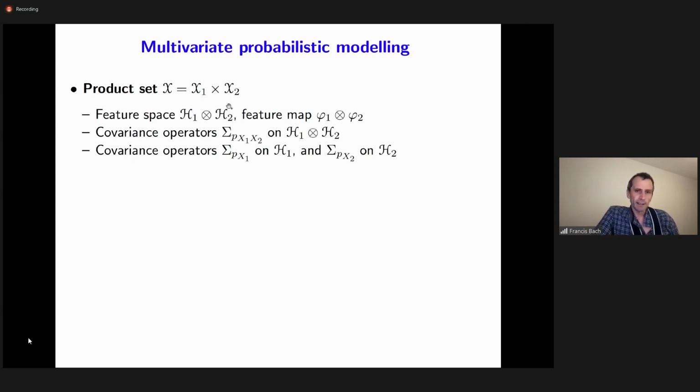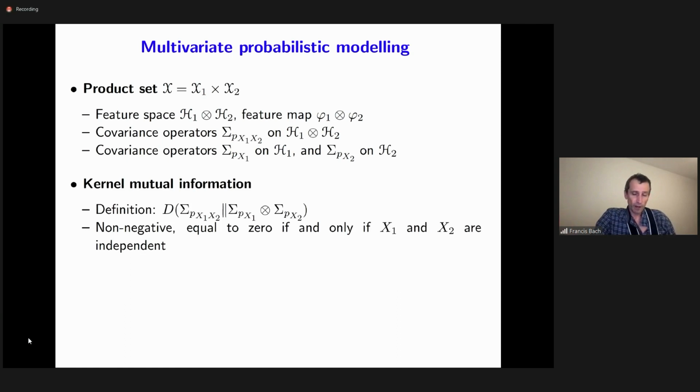So now if phi1 is of dimension d1 and phi2 is of dimension d2, I map to a big space of dimension d1 times d2. And now I have a covariance operator on the joint space, one on the single space and the other one on the other single space. And now I can try to use my information theoretic quantities to see if they mean something.